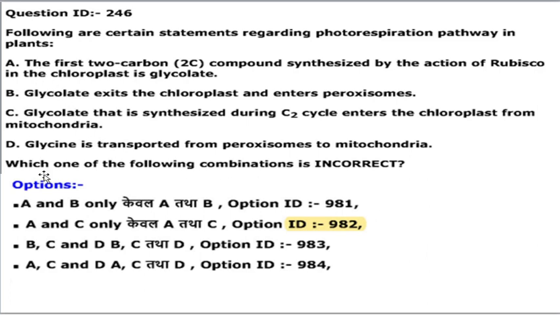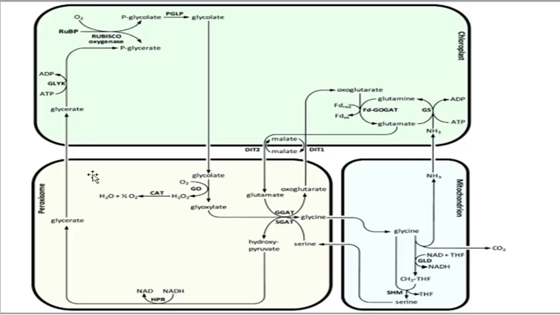So the correct option, that is, which one of the following combinations is incorrect, is option A and option B. Option D is correct because glycine will be transported from the peroxisome to the mitochondria. If you remember this diagram itself, then you can easily answer this particular question, friends.